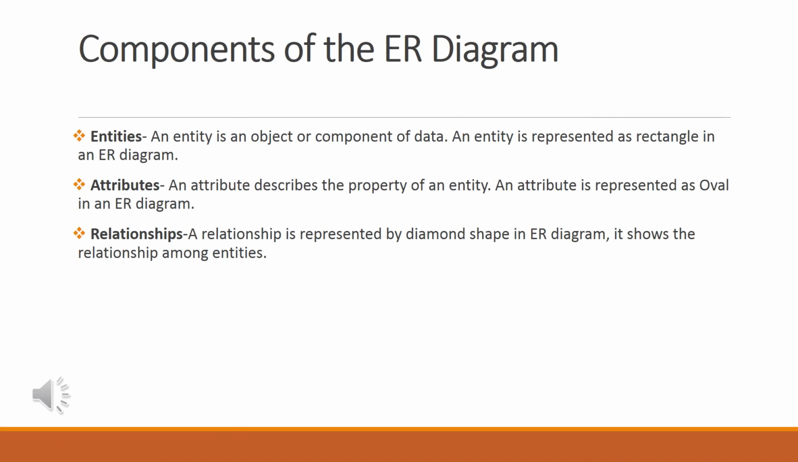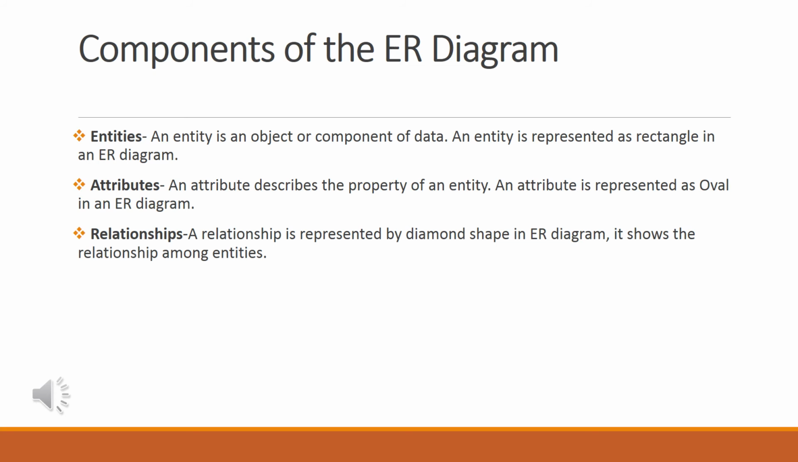Now we will discuss all the components of the ER diagram one by one. The first one is entity. What is an entity? An entity is an object or a component of data. It is represented as a rectangle in an ER diagram. That means an entity is an object, anything that exists in the real world. For example, a student, a car, a chair. All these objects that exist in the real world, we represent as an entity.